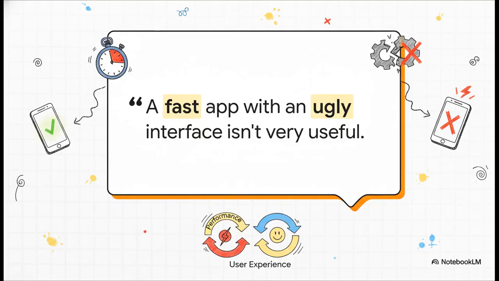Let's kick things off with this fundamental truth. The source material for this explainer puts it perfectly. Performance is everything, right? But it's only there to serve the user's experience. A super fast app with a confusing or ugly interface, it's a failure. Just like a beautiful app that constantly freezes is a failure. They are two sides of the exact same coin. And today, we're going to figure out how to master both.